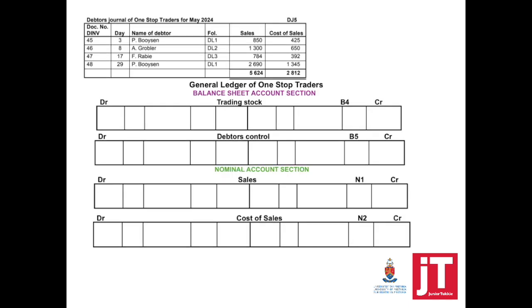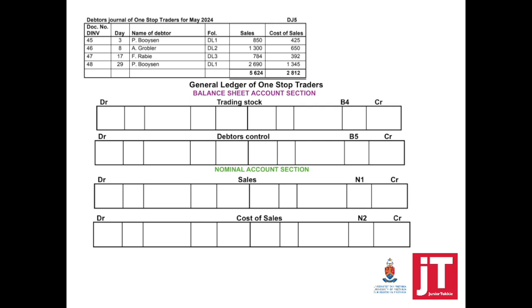Posting to the general ledger. Take note, there's only 2 money columns. So, sales always represents the selling price. Cost of sales, the cost. If you see the word cost of sales, you should know that the meaning of that word is the cost of goods, trading stock, which was sold. So their BFF, their best friend forever, is the trading stock account.